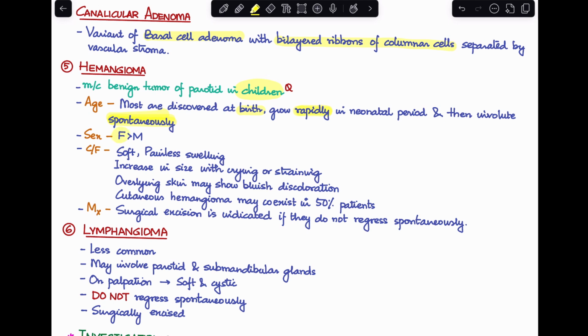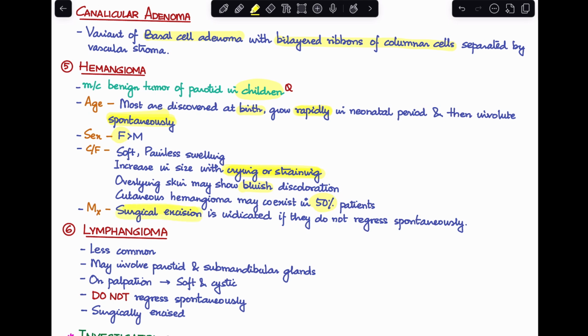There is a female preponderance over here. And how will it present to you? They'll come with a soft, painless swelling which increases in size as the baby cries or any kind of straining is done. Overlying skin may show a bluish discoloration, and cutaneous hemangioma may coexist in about 50% patients. How do we manage this? Most of the time, we do not need to do anything. It regresses spontaneously. But in case it has not regressed spontaneously, in that case, surgical excision is the treatment of choice.